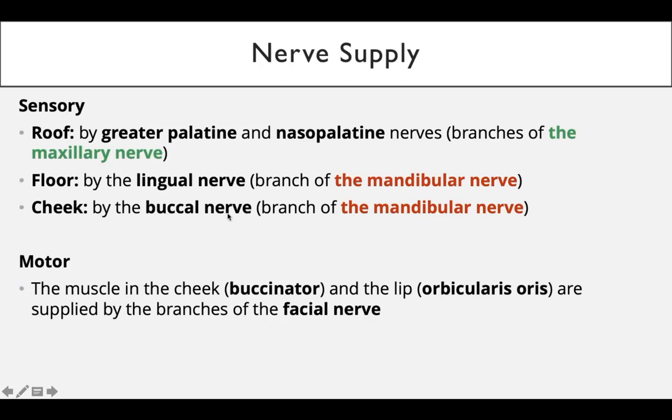So how to remember these? Always try to remember arteries, veins and nerve supply as much as you can and try to find a mnemonic. That's why I have changed the color to green for the maxillary nerve, and red for the mandibular. As you know, the roof has the palate, soft palate and hard palate, and anterior to that, what is the jawbone? It is the maxilla. So that's how you remember it is from the maxillary nerve. And because it has palate and nose on the upper side, so greater palatine and nasopalatine nerves.